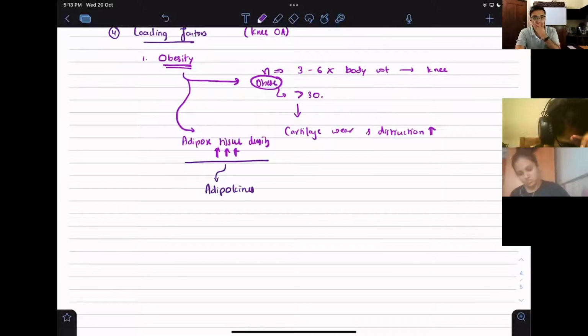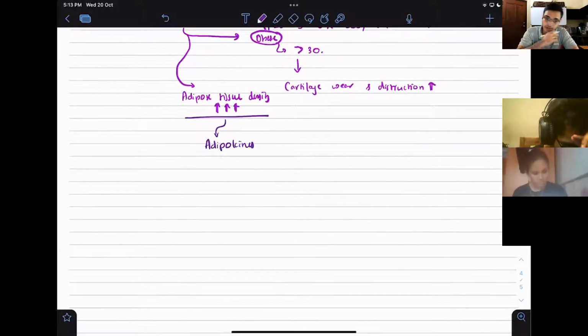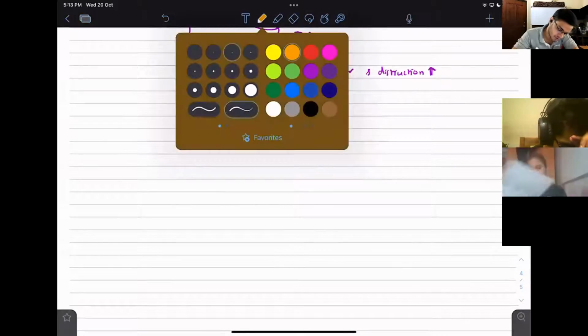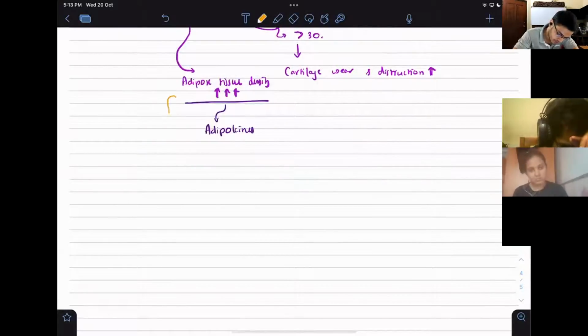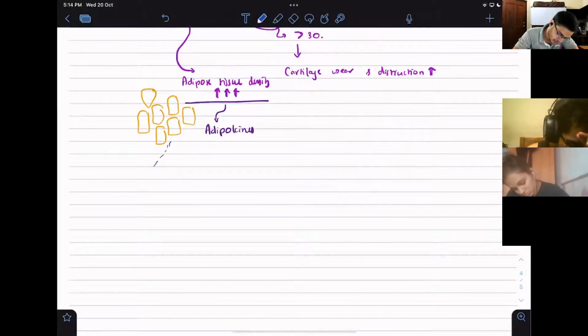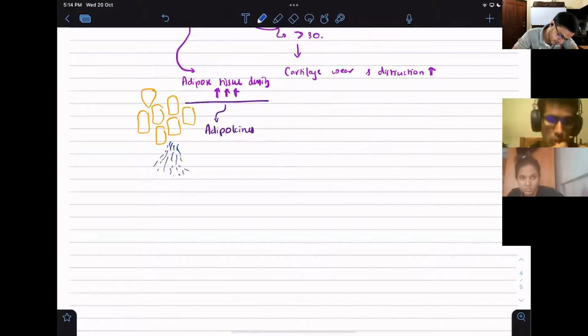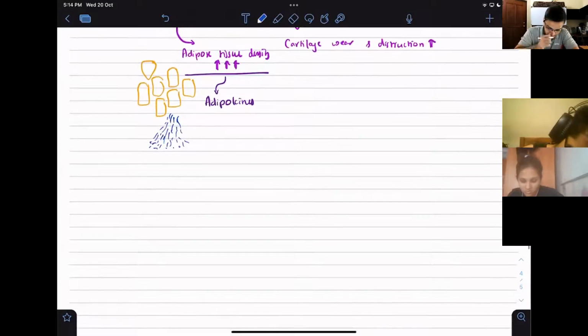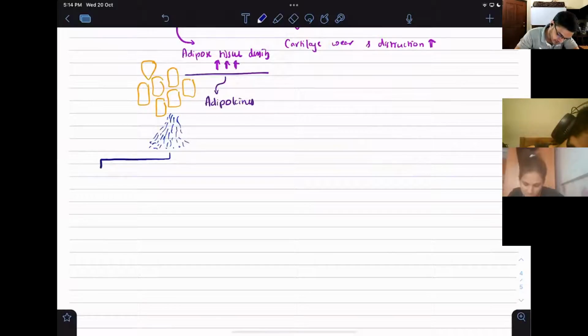Now, look at this, guys. You all can draw it like this. Let's draw some adipose tissue here. This is adipose tissue, and adipose tissue is releasing adipokines. These are cytokines released by adipose tissue. Look at this, guys. This adipokine release varies. What do I mean by varies? Look at this. You all can draw it.